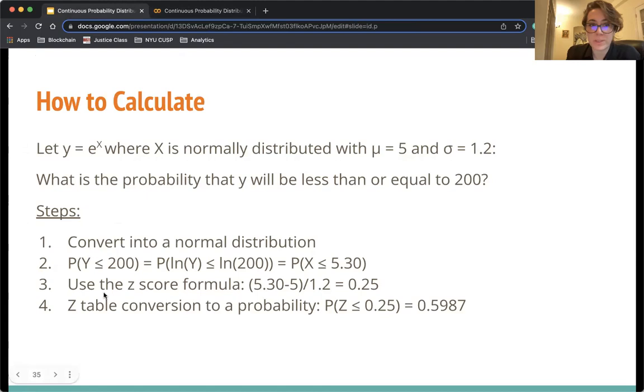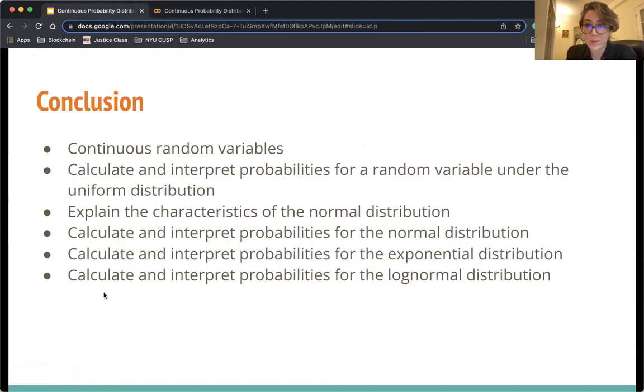And using all of those different formulas and functions in Python, you will be able to complete this week's homework, where we talked about different continuous random variables compared to last week, where we talked about discrete random variables. We can now calculate and interpret these probabilities for a random variable under the uniform distribution, the normal distribution, exponential, and log normal. And we can convert z-score back to probability, back to z-score, and really start to use these different metrics to inform the probability of seeing an expected value. And with that, we conclude this week's module lesson.